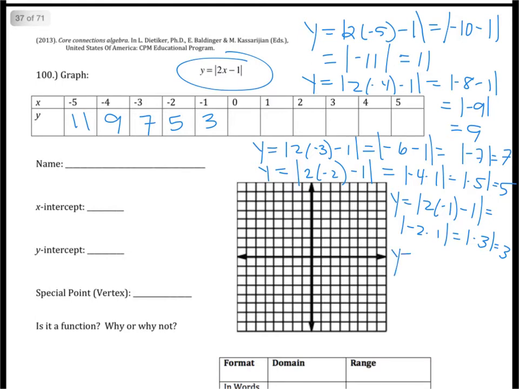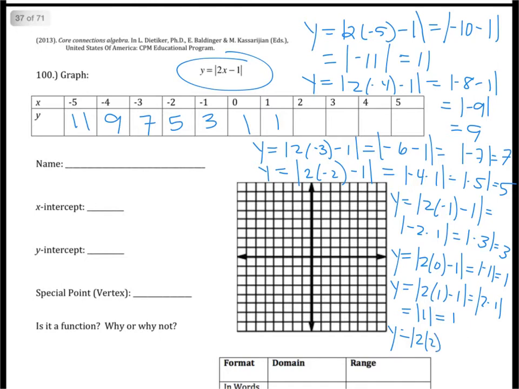And we keep going. Absolute value of 2 times 0, take away 1, gives you the absolute value of negative 1, which is 1, because 2 times 0 would be 0, minus 1 is negative 1. Absolute value of 2 times 1, take away 1. Absolute value of 2 minus 1, which is the absolute value of 1. And that's just 1. So we're starting to see our symmetry. So absolute value of 2 times 2, take away 1. Absolute value of 4 minus 1, or the absolute value of 3, which is 3.